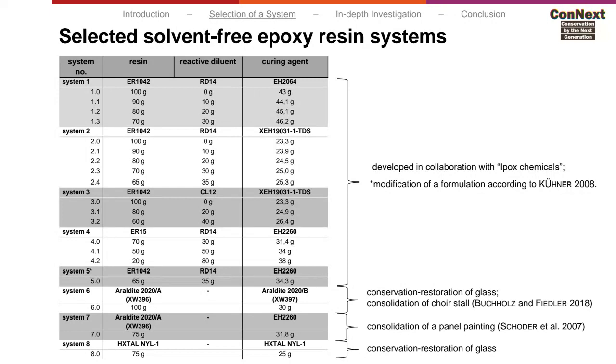and they have a viscosity reducing effect, and some of them reduce the functionality of the reaction system too. In contrast to solvents, the reactive diluents don't evaporate. They become chemically bound into the cross-linked network of the cured resins. And the percentage of the epoxy resin and the reactive diluent varies within the system, as you can see in the table, and the epoxy resin systems are cured with different types of amine curing agents.